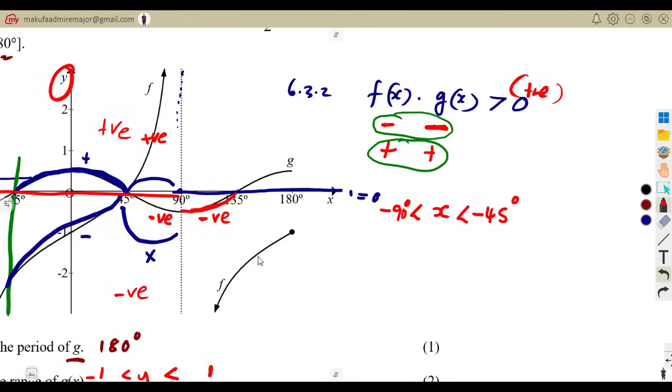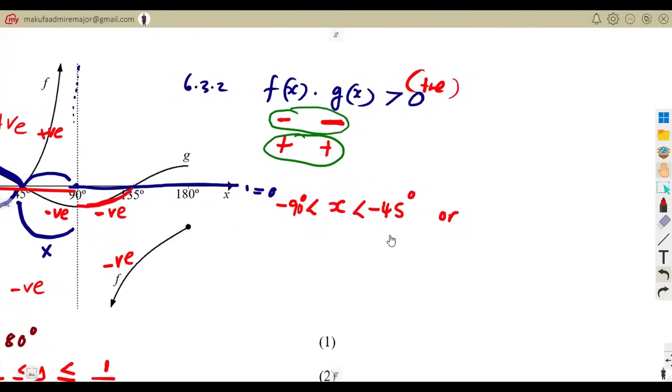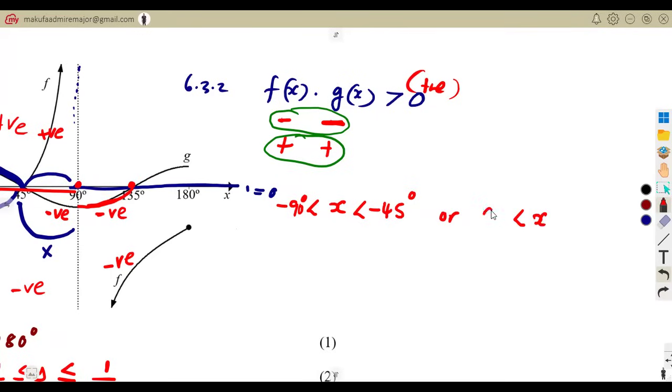In that same interval, we can see that F is in the negative also. This is F, the whole of F this side is negative. It's under the x-axis. So both functions are negative there. So we also need that solution. Another solution was going to be taken in between that interval where both are negative. We are talking about the interval from what? 90 to 135. So x is supposed to be bigger than 90 degrees, but less than 135. That is what we need.